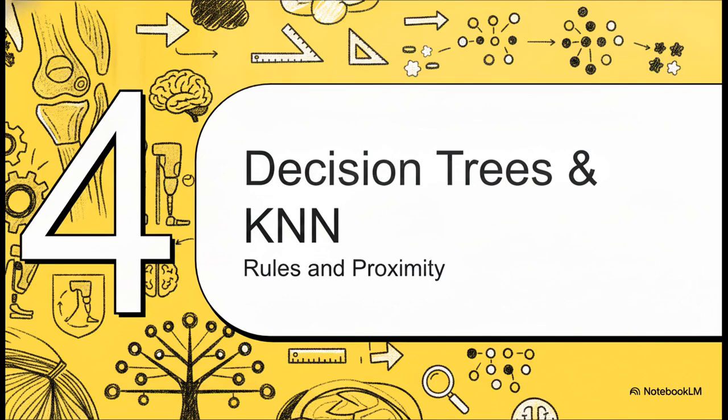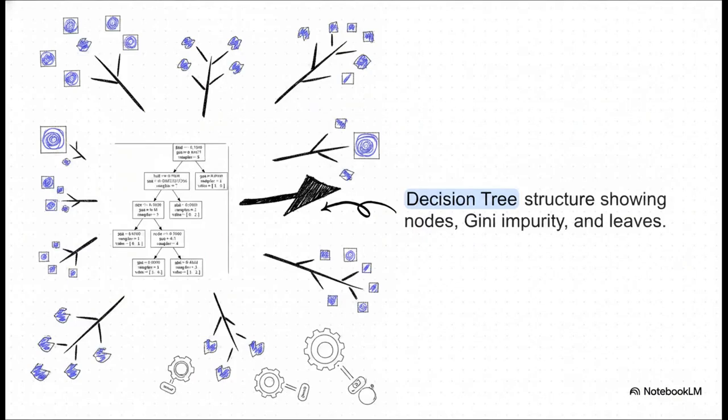All right, Section 4, decision trees and KNN, rules and proximity. Now, a decision tree operates on a strict divide-and-conquer principle. It iteratively chops up the instance space through a hierarchy of logical branches and nodes. At every single split, the algorithm is trying to lower the Gini impurity, essentially making the data more and more pure until it reaches the endpoints, which we call the leaves. What makes this model so beautiful for engineering is that those leaves represent highly interpretable, concrete safety rules that we can physically verify in the lab.